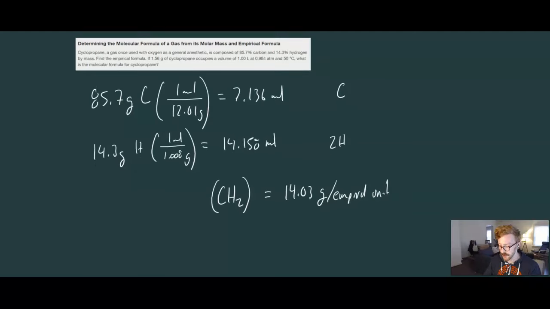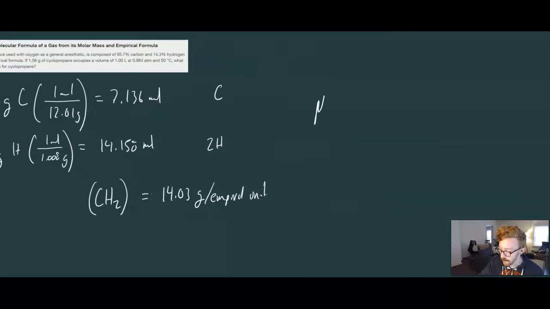Now we can use the expression that we just derived, which is the molar mass is equal to the mass times R times T over PV. So what we can do is calculate the molar mass here and compare it to the empirical mass, the 14.03 value. If they're the same, the empirical formula is the molecular formula, and that's the final answer. If the molar mass is greater, then we need to adjust our formula from the empirical to the molecular formula.